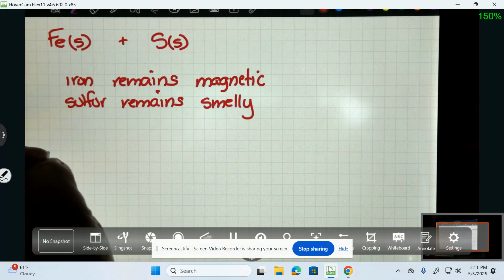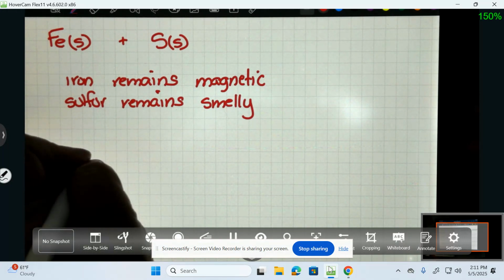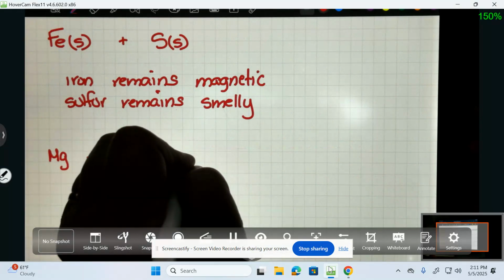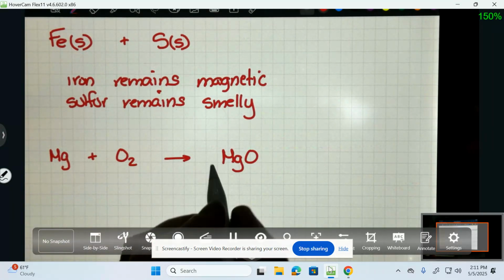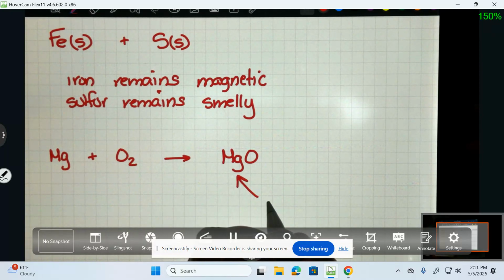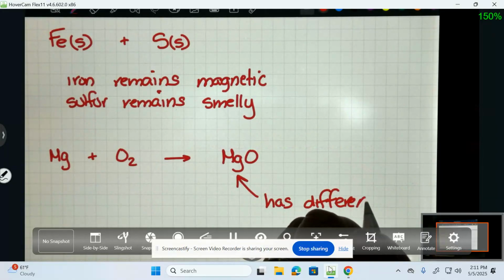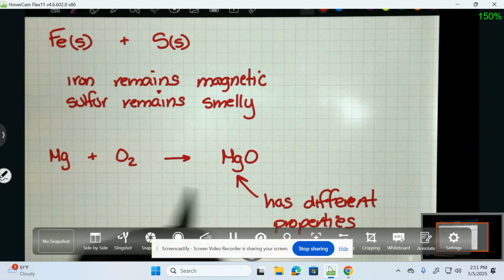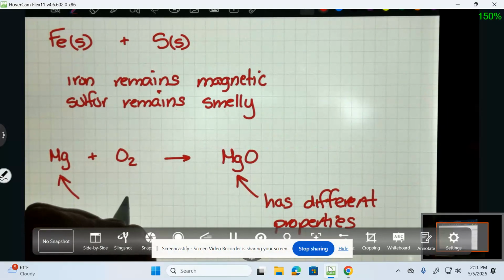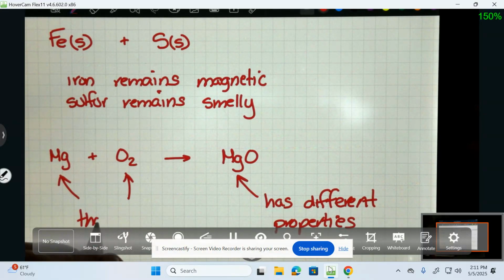But if you have a chemical reaction, let's say you have magnesium and oxygen, and a chemical reaction takes place and you make magnesium oxide, now this has different properties than the magnesium and the oxygen, than these. Okay, so this has different properties than these do.